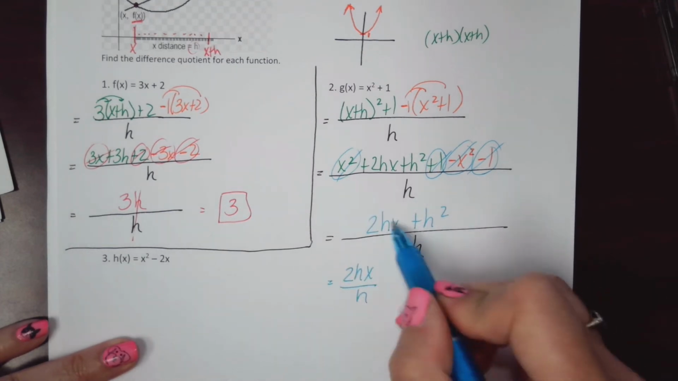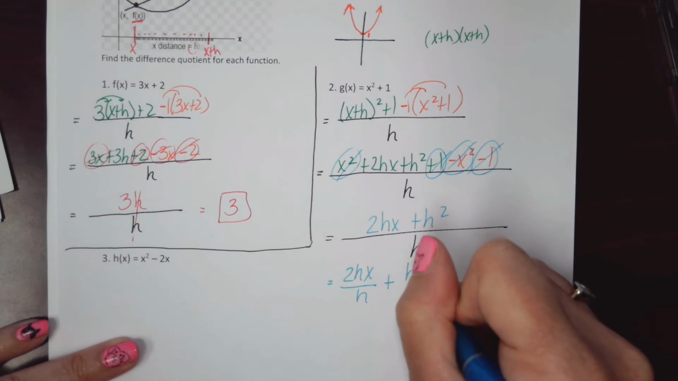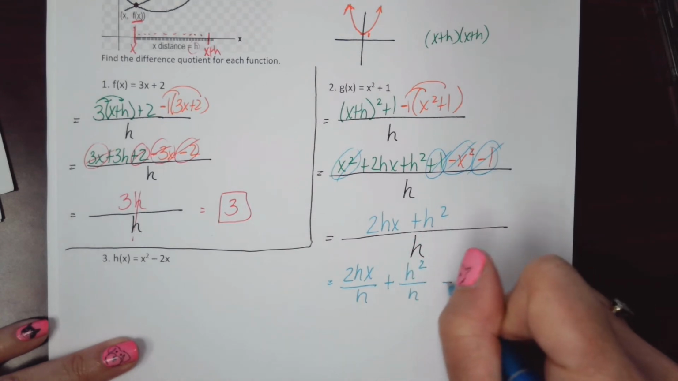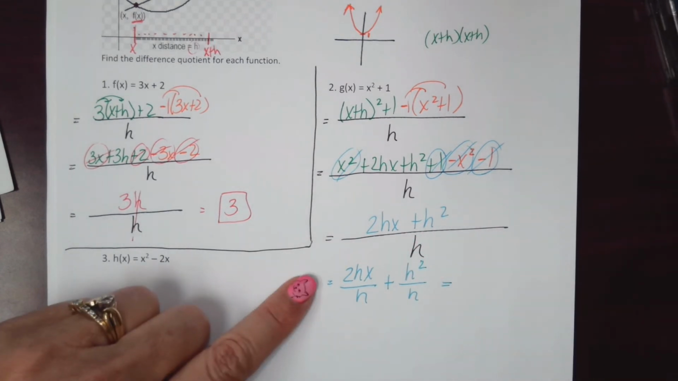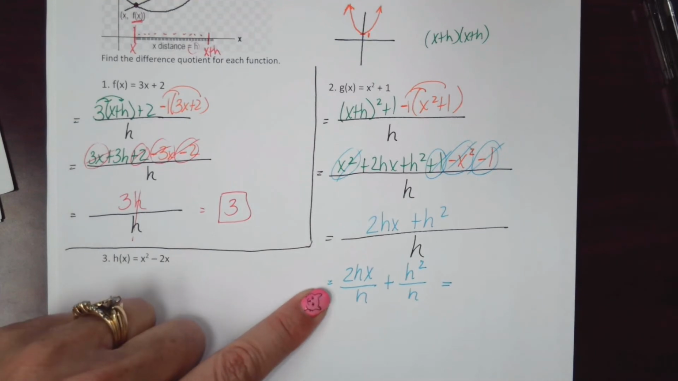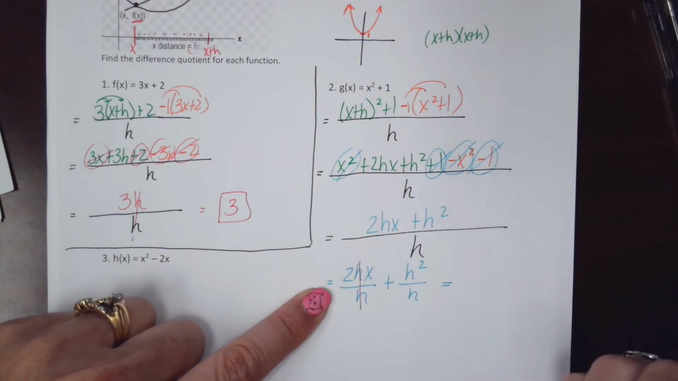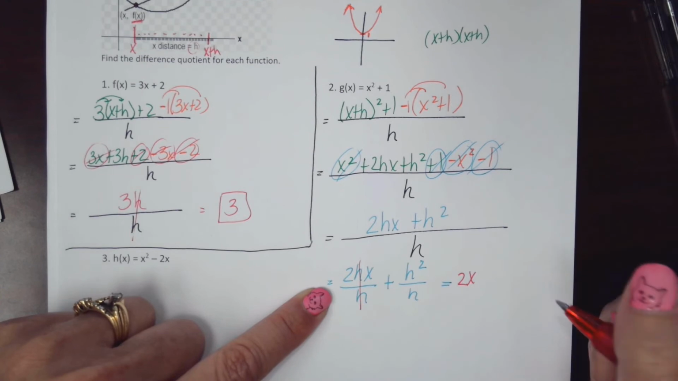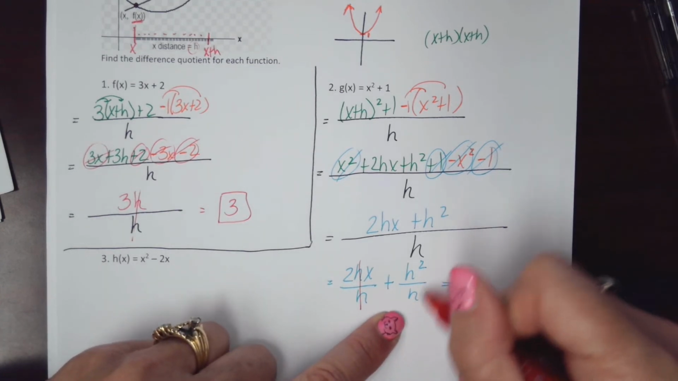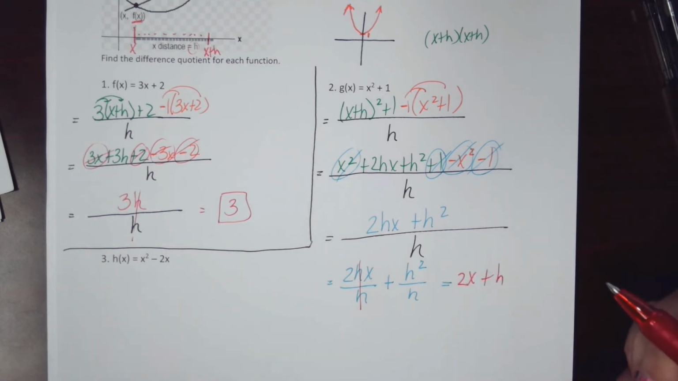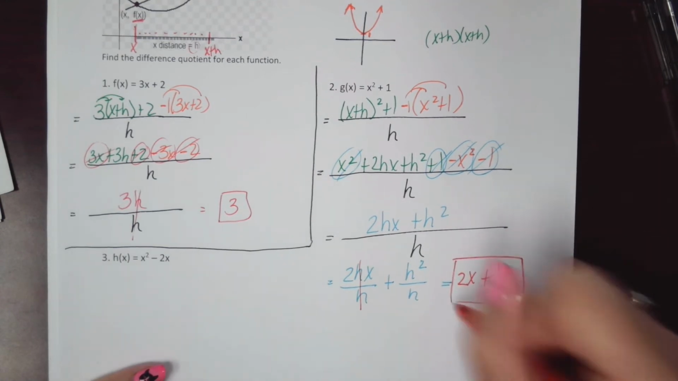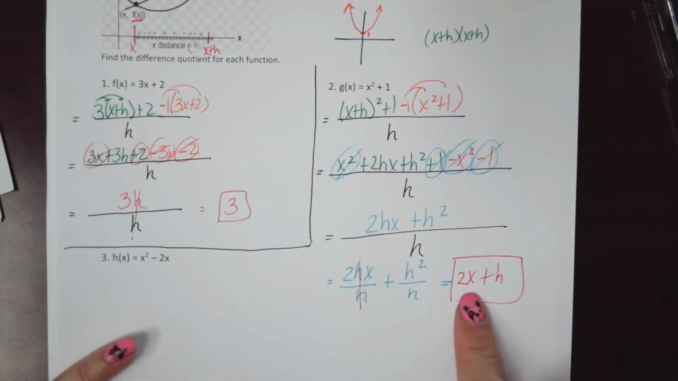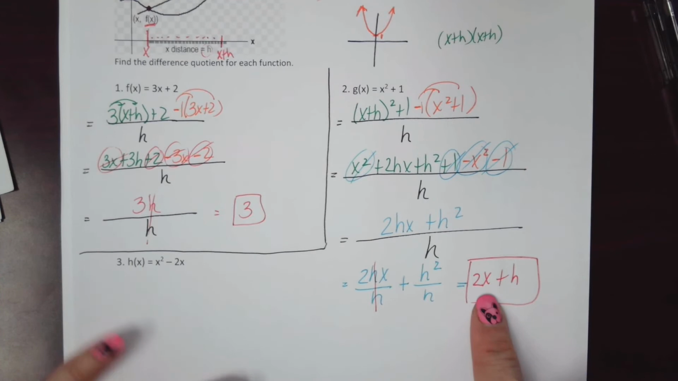I've got 2hx over h plus h squared over h. And then I say, okay, well, this h, anything over itself is 1, so that leaves me with 2x. And then one of the h's is going to cancel here, so 2x plus h. And that is my difference quotient. This is how I would figure out the rate of change between any 2 points on that parabola.